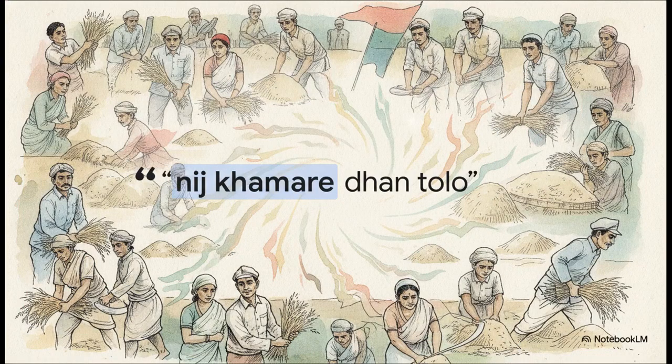And their central rallying cry was just incredibly powerful. Nij kamare dhan tolo, which means take the paddy to your own threshing floor. The energy surrounding this was absolutely electric. Communist cadres and urban student militias actually went out into the countryside to help organize the peasants, and it brought people together across deep social divides. Low-caste groups and Muslims participated side by side in massive numbers to enforce this new economic reality.